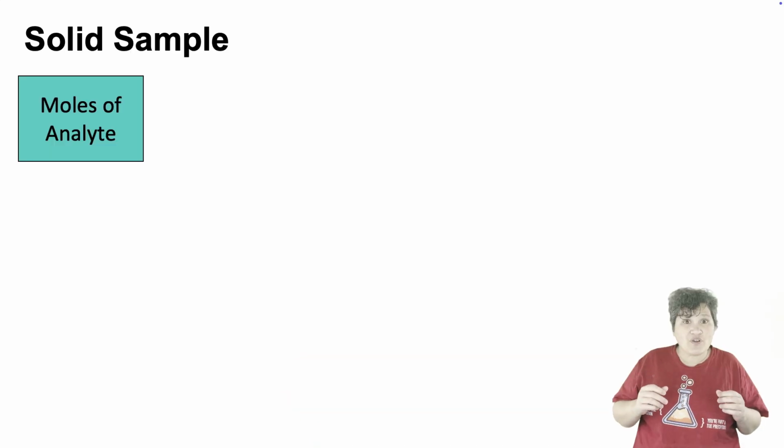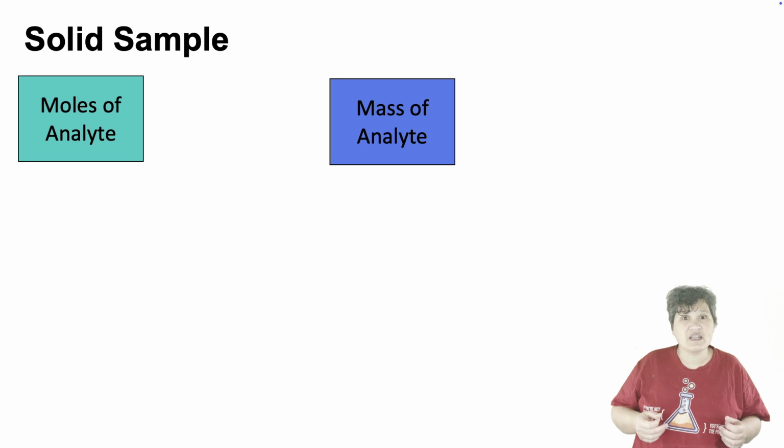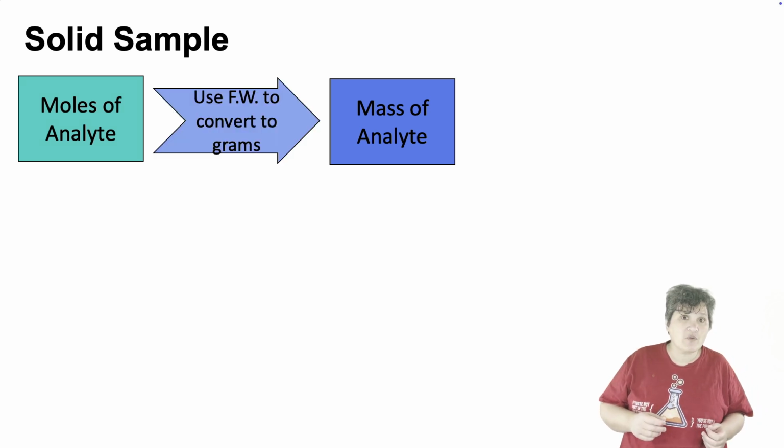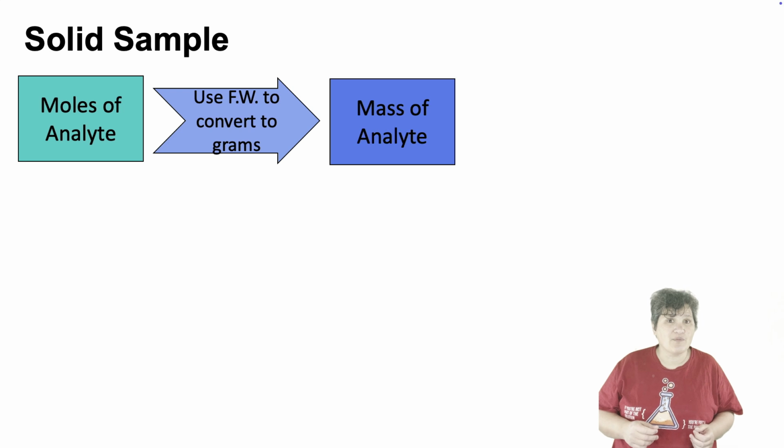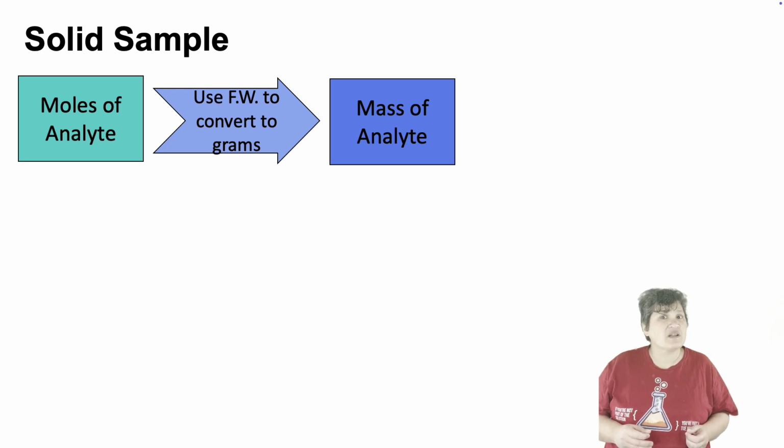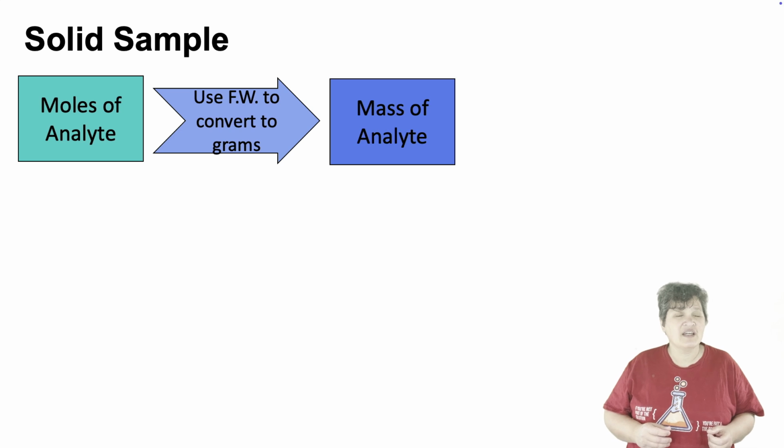If you started with a solid sample, the next step is to calculate the mass of analyte that was present in the original sample. To do that, use the formula weight of your analyte to convert the number of moles to the mass in grams. Now, it's possible that this was all you were asked to find, in which case you're done.